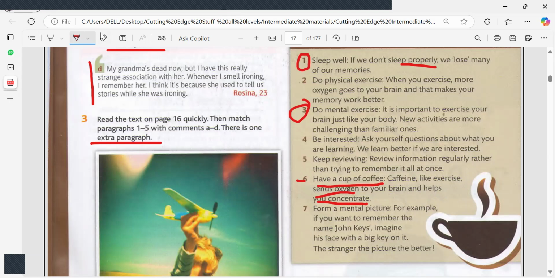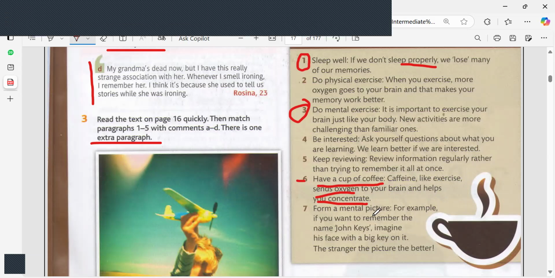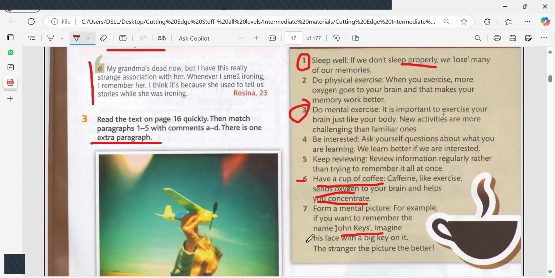Number 7: form a mental picture. For example, if you want to remember the name John Keys, imagine his face with a big key on it. The stranger the picture, the better. Try to picture anything.